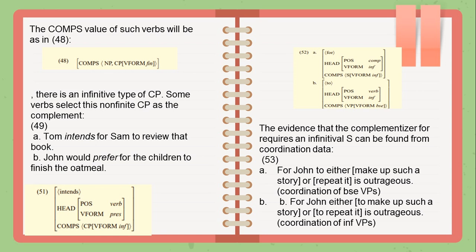The complementizer for selects an infinitive as its complement. The evidence that the complementizer for requires an infinitive can be found from coordination data. 53. A. For John to either make up such a story or repeat it is outrageous. Coordination of base VPs. B. For John either to make up such a story or to repeat it is outrageous. Coordination of infinitive VPs.